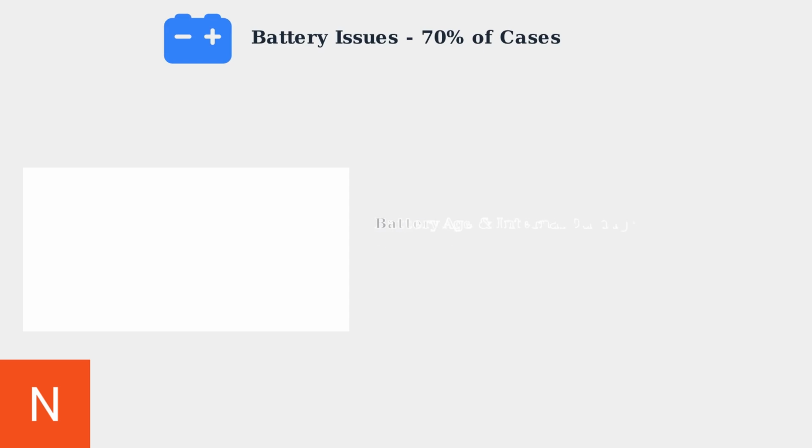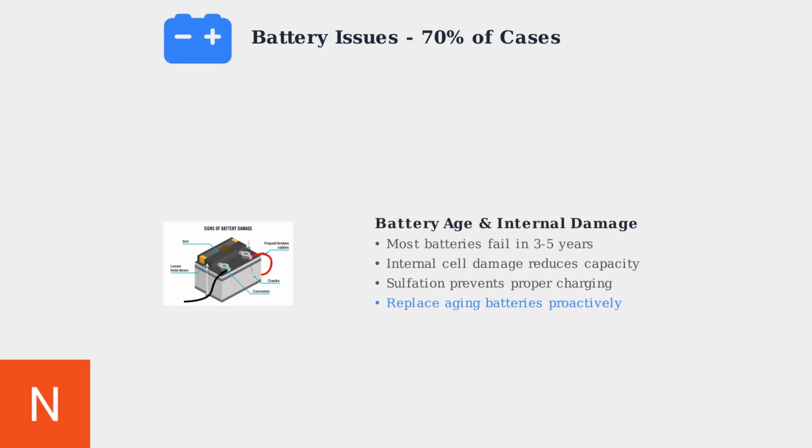Battery age is a critical factor. Most car batteries fail between 3 to 5 years due to internal cell damage and sulfation. Even if the battery looks fine externally, internal damage can prevent proper charging and cause these symptoms.